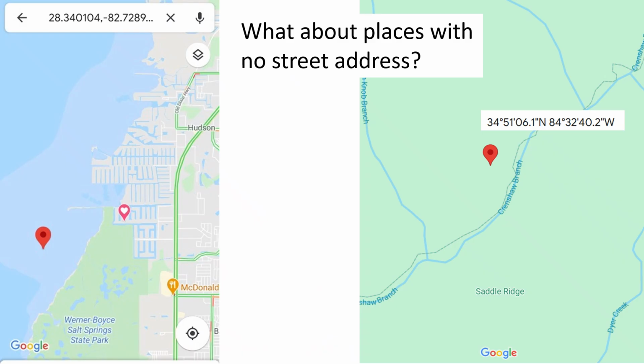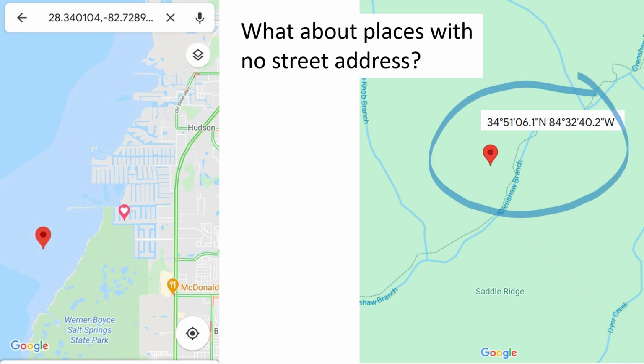Another advantage of latitude and longitude: what about places that don't have street addresses? Here I'm on a hiking trail way up in the mountains. There's no street address there. But if you needed to find somebody there, say the ranger needs to go on a rescue operation, a hiker fell and broke their leg, and you want to know exactly where they are, you can't tell them, oh, we're somewhere at 126 Milton Avenue. You give them that latitude and longitude, and that'll tell you the exact location.